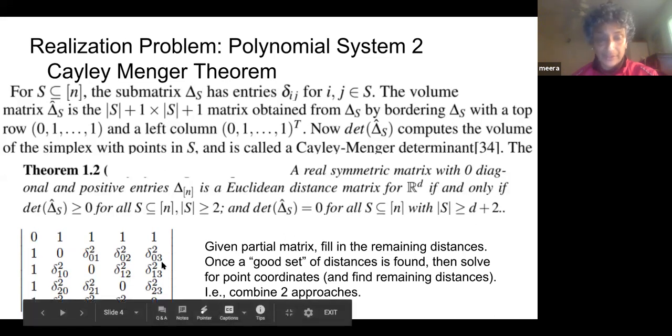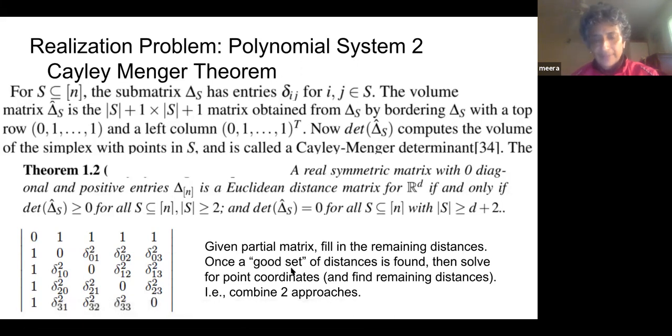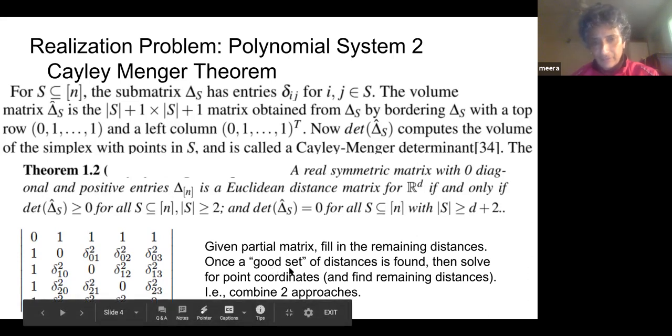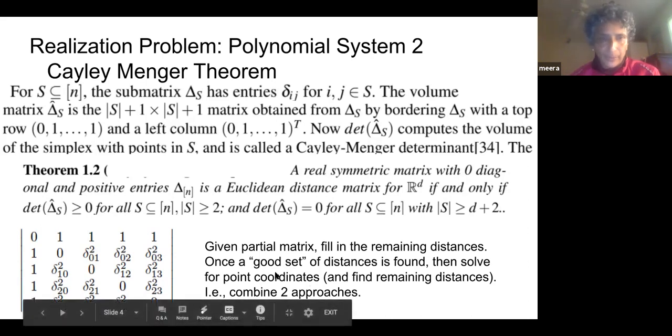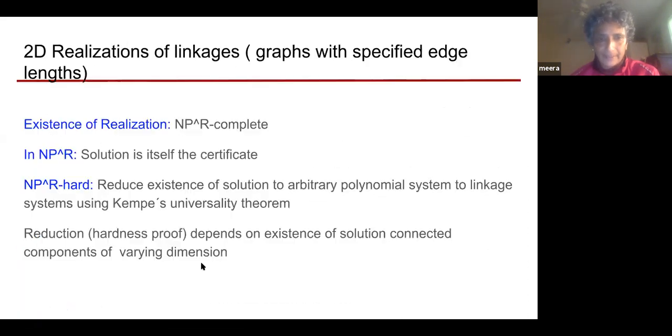One way to do this is to find a good set of distances that have not been given, and then have a mixed approach where you use those distances. If they're good, we'll talk about what a good set of distances would be, in other words, a particular graph. You fill in those distances, and then you find the point coordinates, perhaps using the approach that I'm going to talk about. So you could potentially combine the two approaches. More on this a little bit later. This is a busy slide, but I just wanted to mention it for completeness.